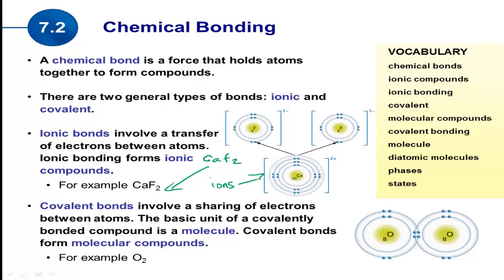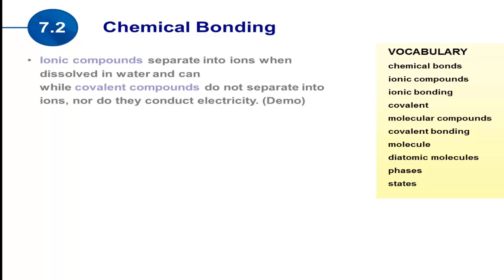2 in the first shell, 6 in the outer shell or valence shell, and the same thing with another oxygen atom. So the only way it can become stable is to have 8 in its outer shell, and the way it does that is by sharing those 2 from oxygen, 2 from oxygen, and you now have, in a sense, 8 electrons in both of their outer shells.